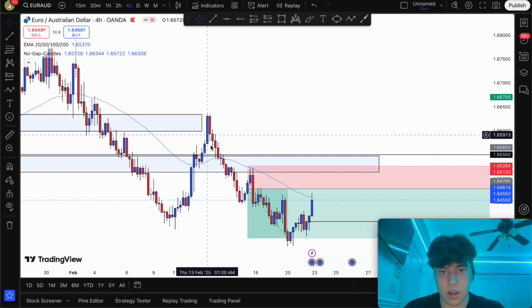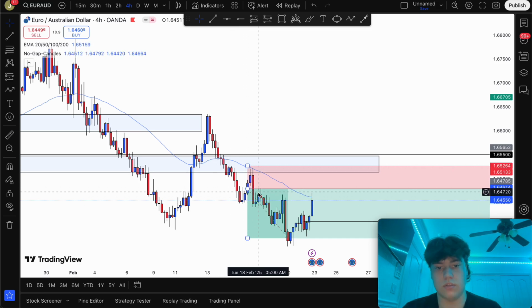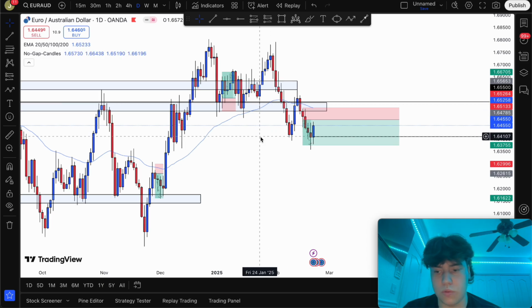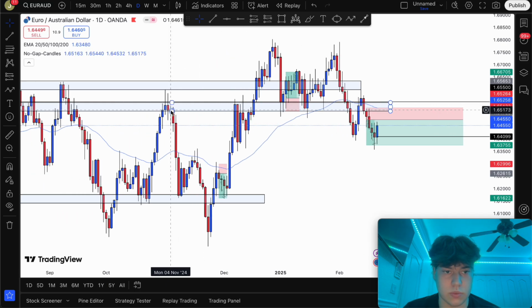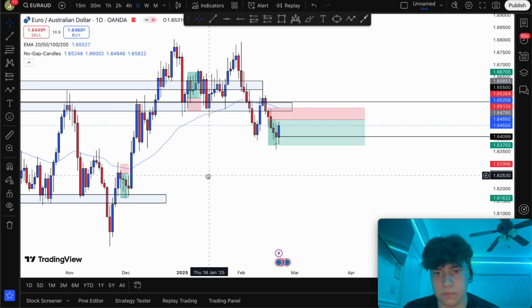This being our higher high, and this being our higher low. On the daily, you can see this beautiful area of interest. We have resistance, support, support, resistance, resistance, resistance, resistance, support, and so on.